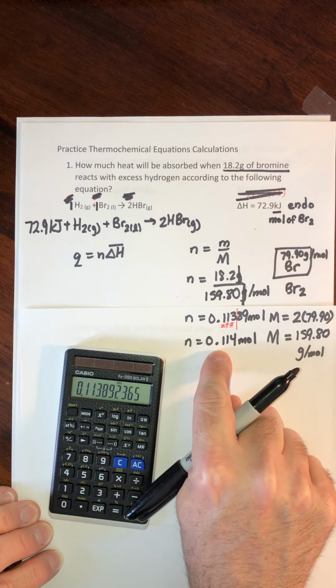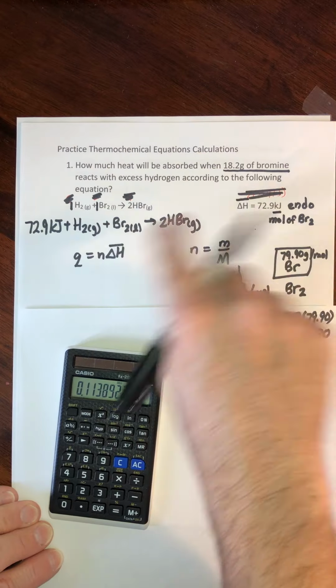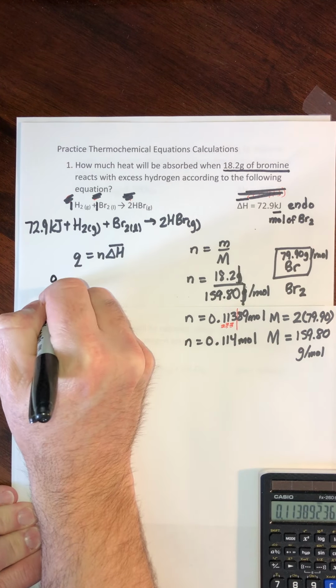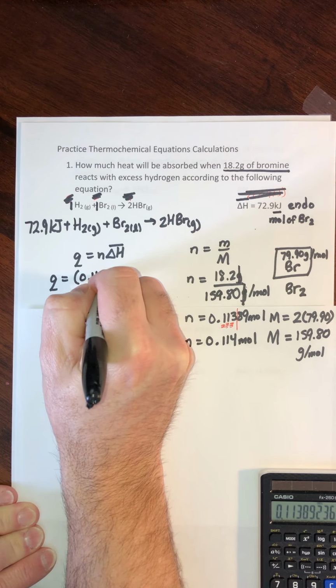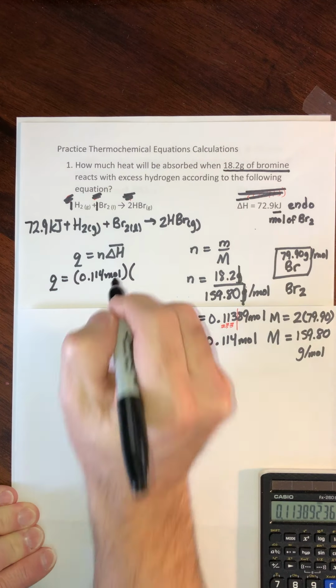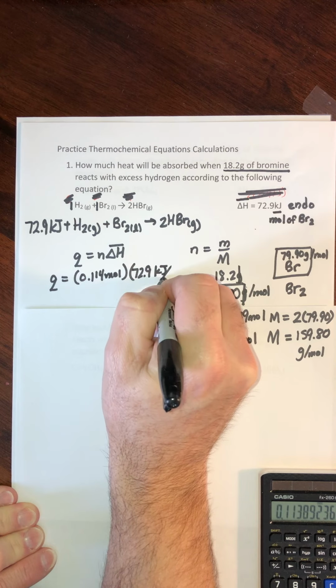Now I have my moles. I have my delta H bar because it didn't really change. All I need to do now is put them in my formula. The amount of heat is 0.114 moles times 72.9 kilojoules per mole.